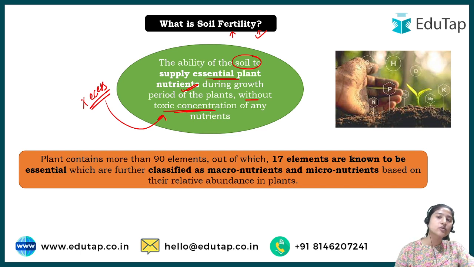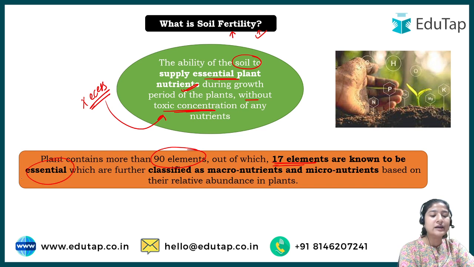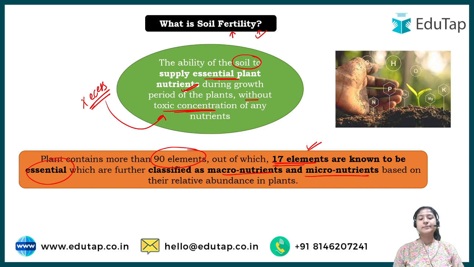Here toxicity would also include all the salts present in the soil which are not good for the plant's growth. Now plants usually contain 90 elements, but 17 of them are considered essential and important. These 17 elements are further classified into macronutrients and micronutrients, depending on the amount needed by the plant. Macronutrients are needed in much larger quantity, while micronutrients are required in lesser quantity. We'll look at them one by one.